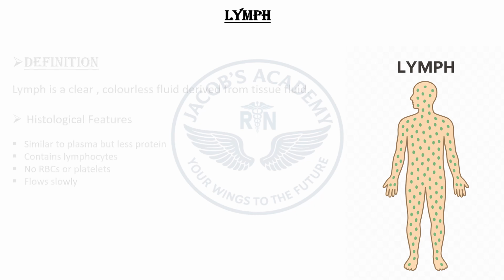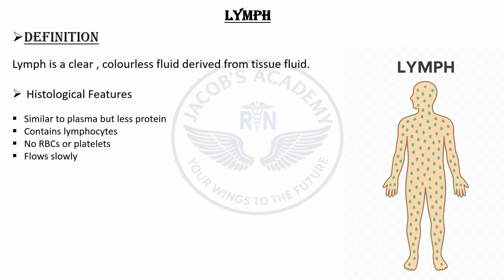Now let us understand lymph. So first we can see the definition. Lymph is a clear colorless fluid derived from tissue fluid. So when excess tissue fluid enters the lymphatic vessels, it is called lymph.